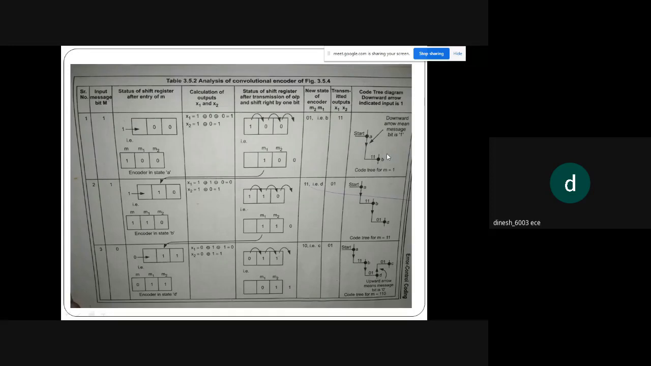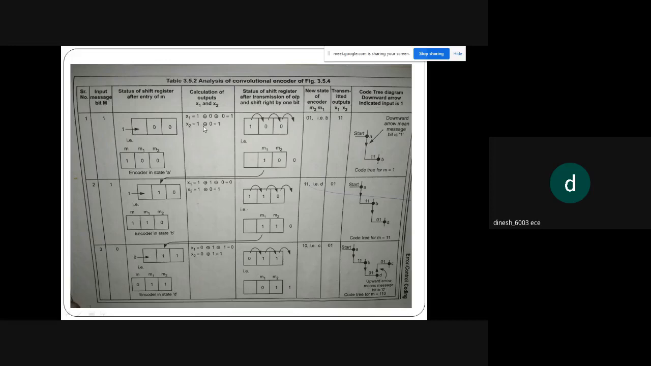How do I draw the code diagram for this? I start with A. A is your 0 0, so the state is 0 0. When I give 1 for that, the input message bit is 1, I get a new state, which is B. You can see that 0 0 is there for m1 and m2, and I give message bit 1.